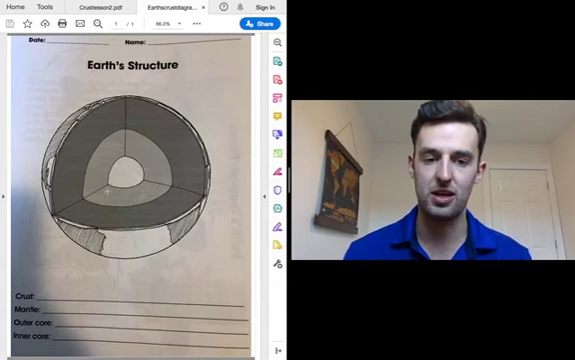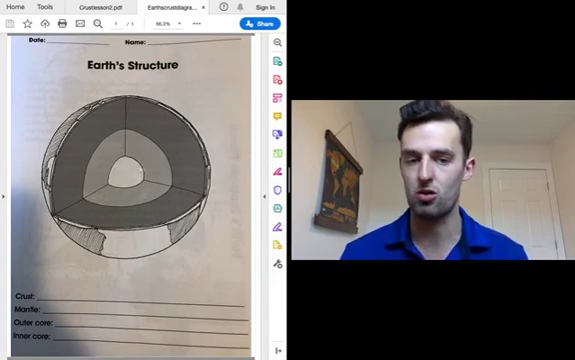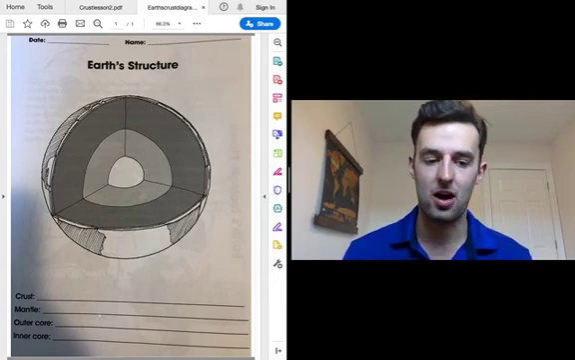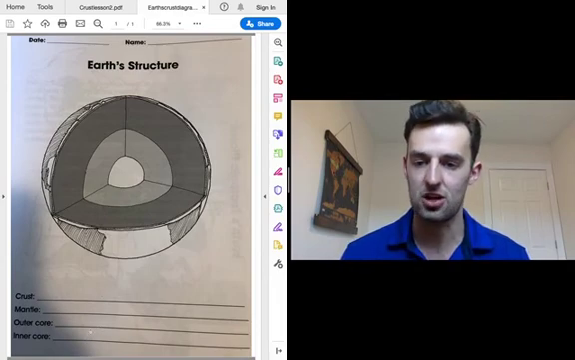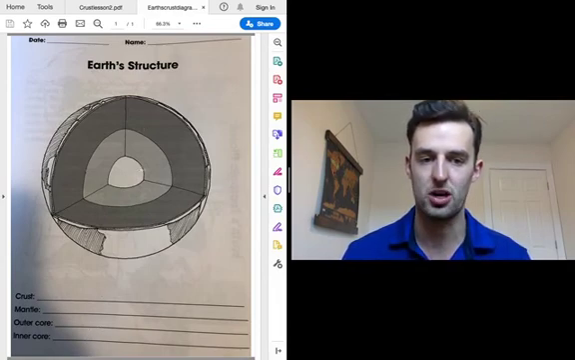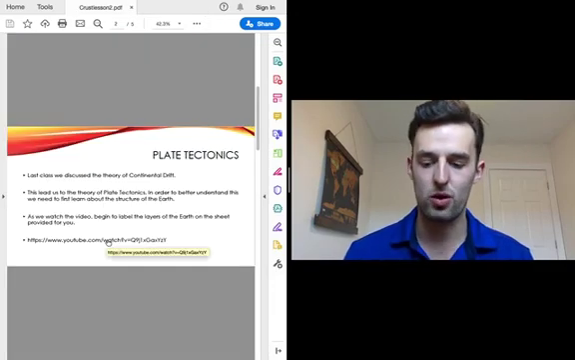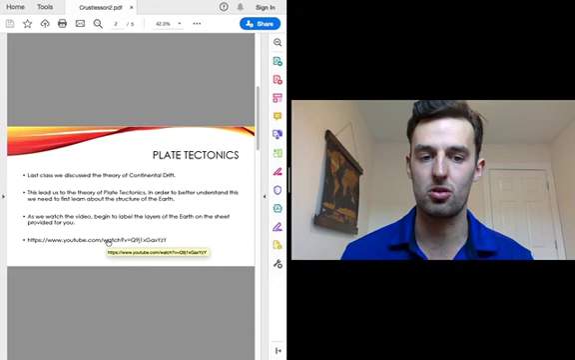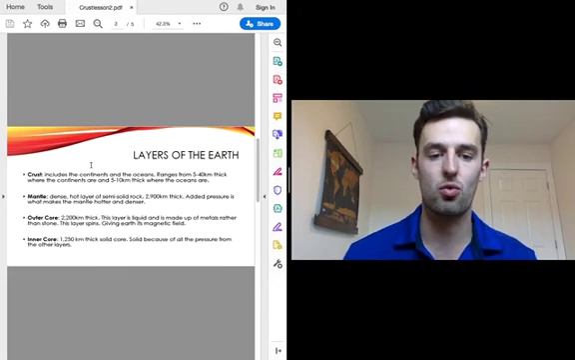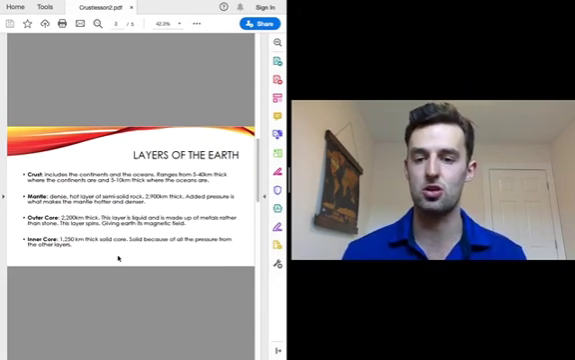So you'll be labeling this diagram here as you follow along with the video, and then I'll give you information to write onto these lines in just a second. But this is what you'll be labeling as the video goes through. And then we will talk about filling in those other lines. So on those lines, you're going to write down a little bit of information about those different layers.